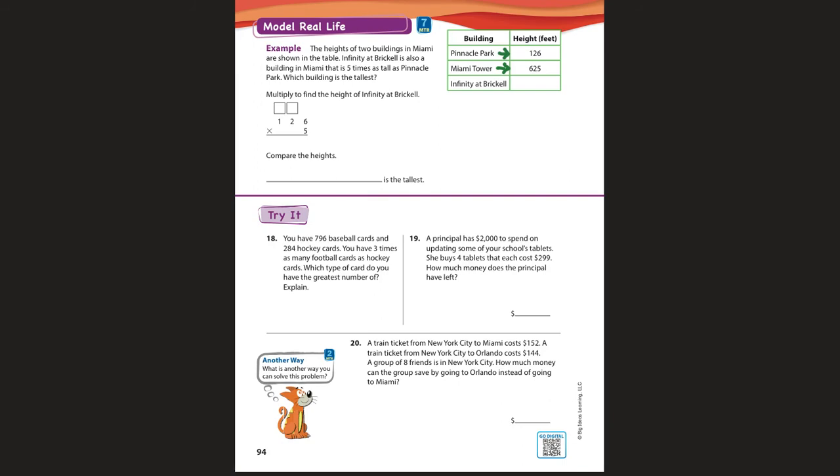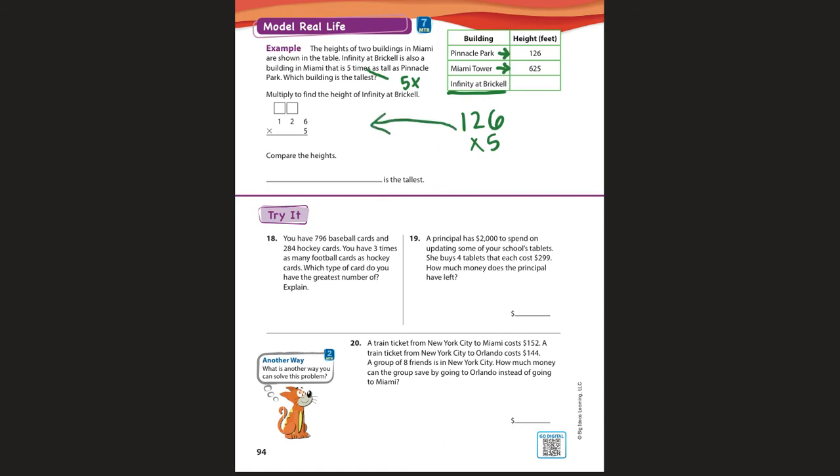Infinity at Brickell, that's this one, is also a building in Miami that is 5 times as tall as Pinnacle Park. Which building is the tallest? 5 times as tall. Sounds like I'm going to multiply. So to find the height of the Infinity at Brickell, it tells me in the word problem that it is 5 times as tall as Pinnacle Park. Pinnacle Park is 126, and I'm going to multiply that by 5.